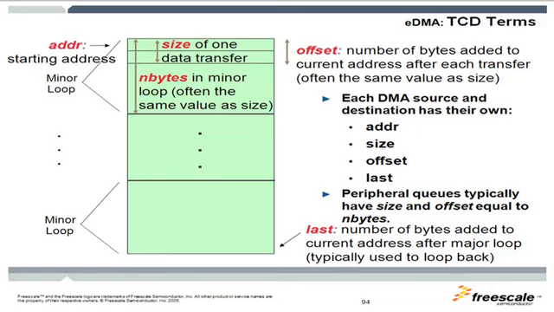How many bytes do I want to transfer with the DMA request? So n bytes is just, for every DMA request, how many bytes. And then at the end of the last minor loop, I have a last adjustment here where I can add either a positive or negative offset to the address. So I can make a circular buffer that way if I want. I can reset it for the next time.